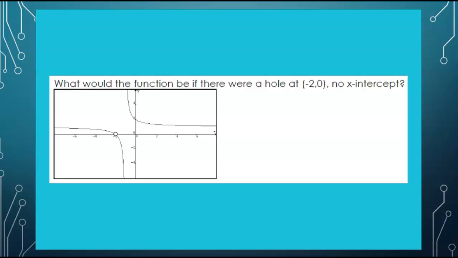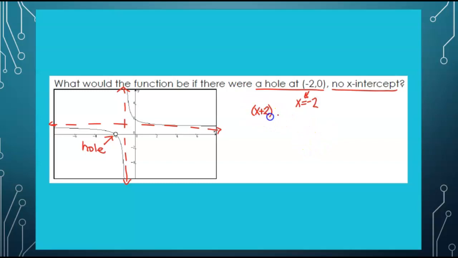It says, what would the function be if there were a hole at -2, 0 and no x-intercept? Does this graph look the same as the graph above? Yeah, it looks the same. It has the same asymptote horizontally and the same asymptote vertically, but now it has a hole, right? Which means that in the function, we need factors that do what? That cancel out.